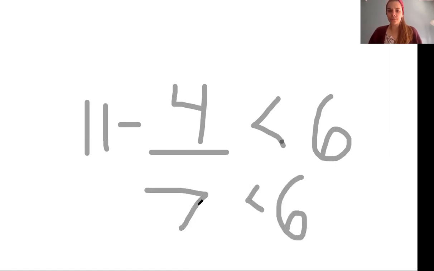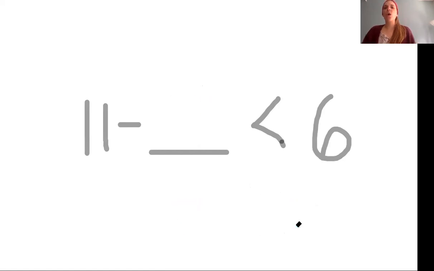Is that true? Is 7 less than 6? No. So we know that 4 could not go in that blank. Well, let's think. 4 might be too small of a number because we need to get down to a number below 6. So why don't I put the number 6 in here?